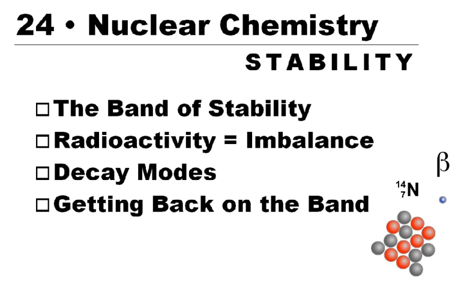I'm going to talk briefly here about the stability of a nucleus, and we want to look at something called the band of stability, because there are only certain nuclei that are actually stable. It turns out that when something is radioactive, it's because there's an imbalance in the number of protons and neutrons, and we're going to look at the decay modes and see what happens. We're going to find out that in some cases protons change into neutrons, in other cases neutrons change into protons. And by doing this, we might be able to get back onto that band of stability.